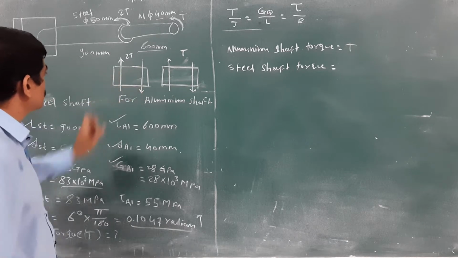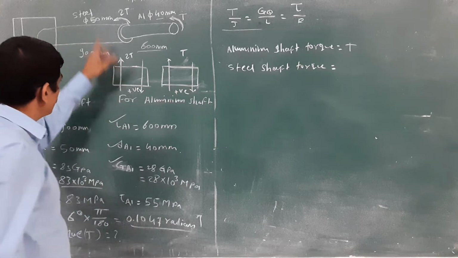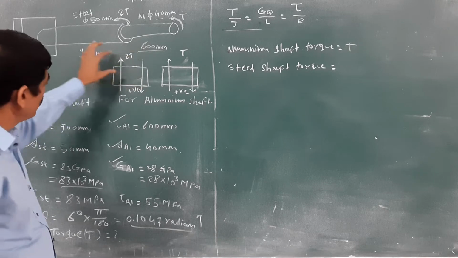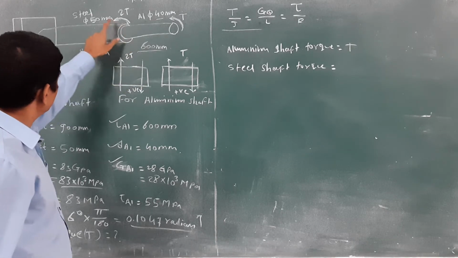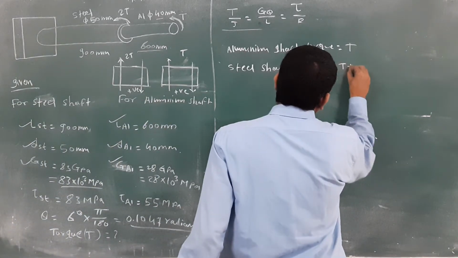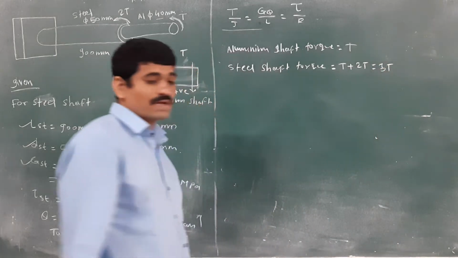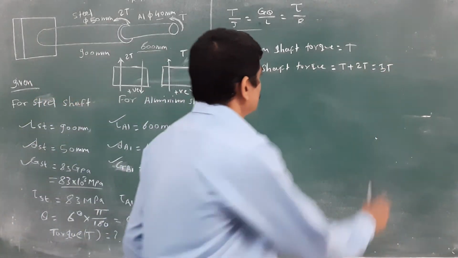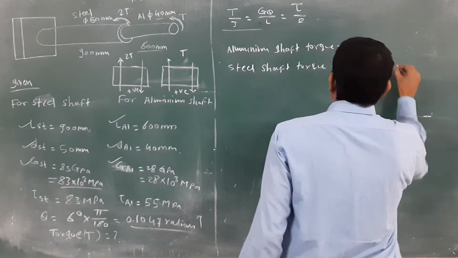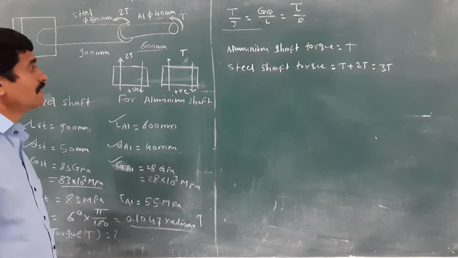Here also we will consider this sign convention we have seen. This also is positive. If the left side upward direction torque is applied and right side downward direction torque is applied, then we will consider it positive. Means total torque applied on the steel, we will get T plus 2T, there is a 3T. We have seen the equations. We have seen the relations. Right? Here 3T torque is applied. Total torque applied is 3T, because both are positive.